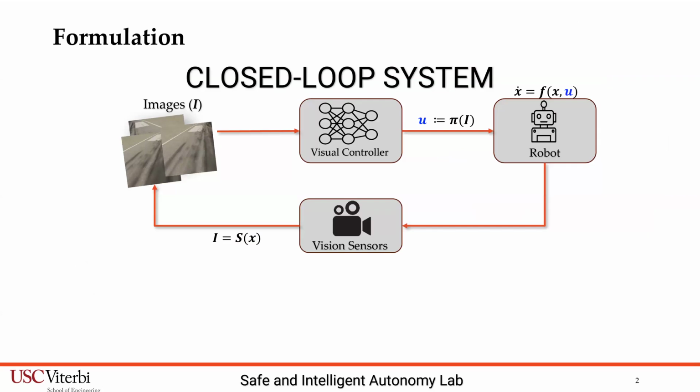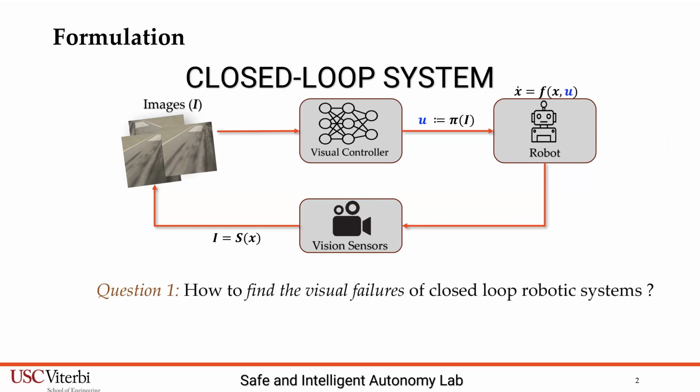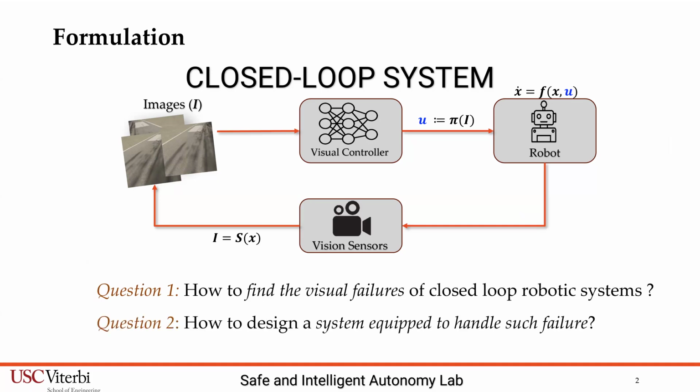So what I work on specifically is something called this closed loop system, where there are these images that the TaxiNet gets from the environment, and we feed that to the visual controller. And it is a CNN and a P controller in this case. And this robot is a TaxiNet robot, and it has cameras on it. And this is a closed loop that we want to work on. And my research specifically revolves around the question of how do you find these failures, and the second is how to design the system.